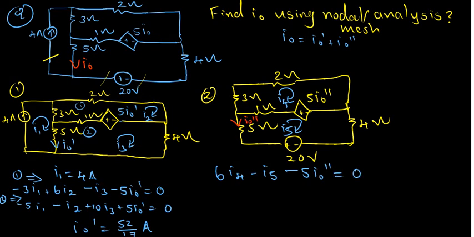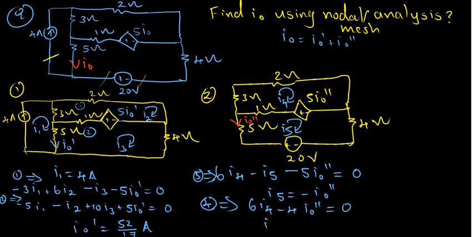From here we find that I5 is equal to minus I0 double dash. Then KVL for mesh 4 gives 6 I4 minus 4 I0 double dash is equal to 0. So I4 plus 5 I0 double dash is equal to minus 20. This is the first equation and this is the second equation. When we solve these, I0 double dash is equal to minus 60 by 17 ampere.